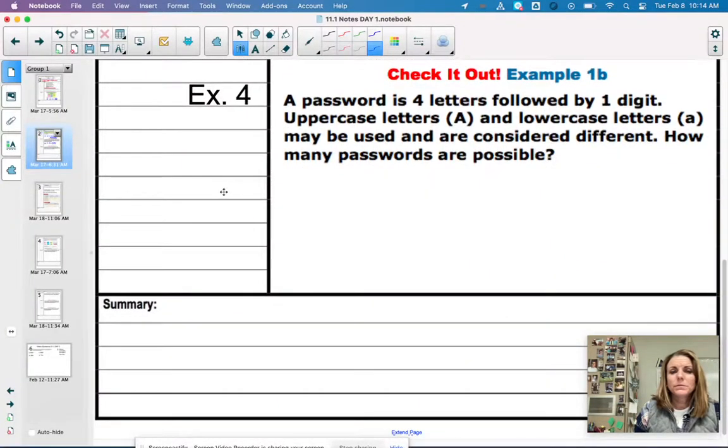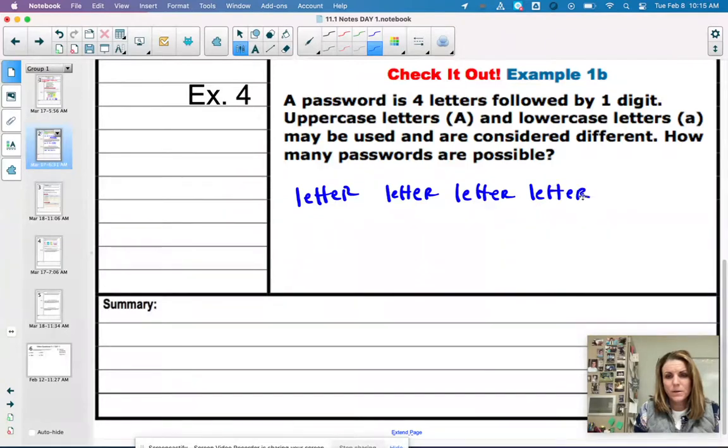Example 4. A password is 4 letters followed by 1 digit. Uppercase letters A and lowercase letters a may be used and are considered different. How many passwords are possible? Okay, so a password is 4 letters, so let's think about this. We have letter, letter, letter, letter, followed by a digit.